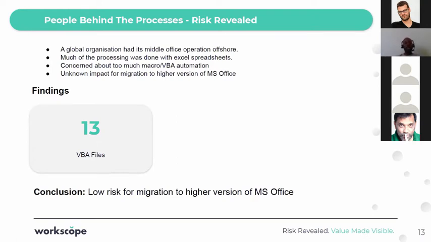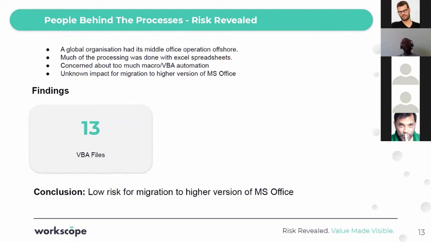This middle office did much of the processing, and much of the processing was done via spreadsheets, as is typical in most banks. Now, this bank was about to move to a higher version of Office, and they were concerned that a lot of the spreadsheets would break. Because middle office does a lot of repetitive processing tasks, the assumption was that a lot of these spreadsheets had VBA code, running daily tasks over and over again, which was a reasonable assumption.